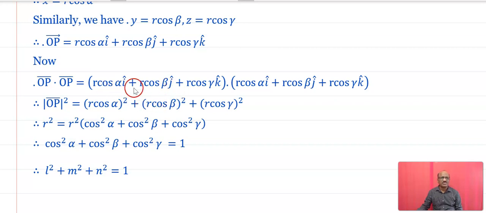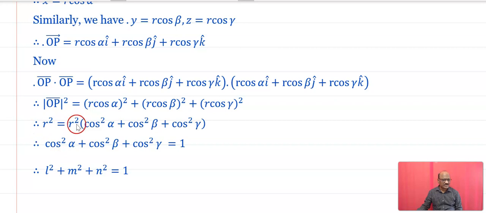That is, R cos alpha i cap plus R cos beta j cap plus R cos gamma k cap, in the second bracket, R cos alpha i cap plus R cos beta j cap plus R cos gamma k cap, and their dot product, that is i cap dot i cap. Then you will get (R cos alpha) squared plus (R cos beta) squared plus (R cos gamma) squared, which equals R square cos square alpha plus R square cos square beta plus R square cos square gamma, taking R square as common.